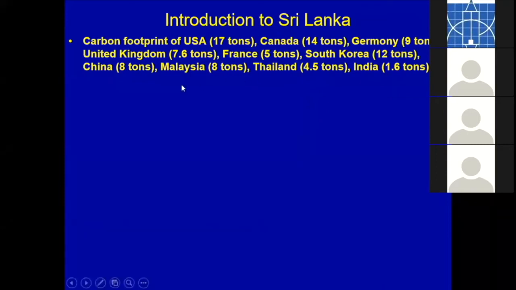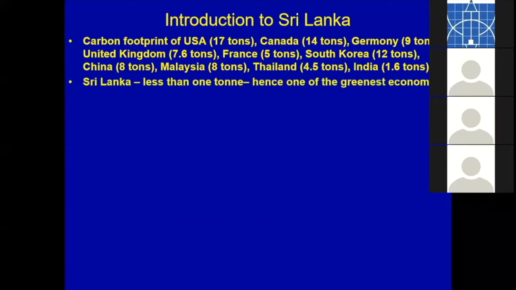South Korea 12 tons, China 8 tons. But if you consider the 8 tons per person per year multiplied by the population of China, China is the biggest polluter. Malaysia 8 tons, Thailand 4.5 tons. Then you might ask, what is Sri Lanka?